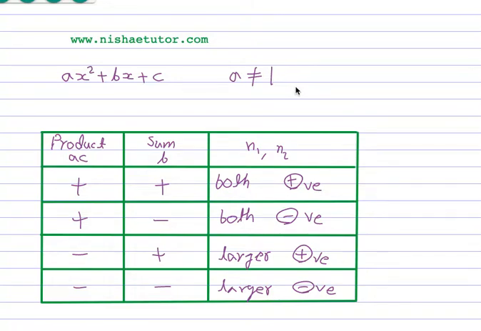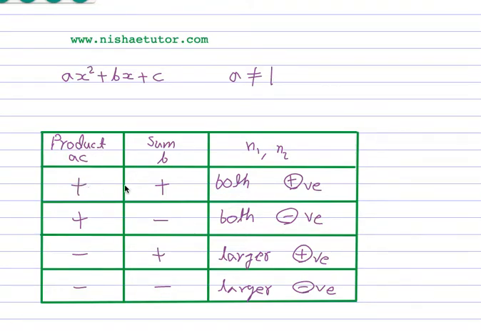Okay, so here the product is AC, a multiplied by c, and the sum is b. So we have to find two numbers whose product is AC and whose sum is b. Okay, this table is very useful when you are solving these questions.